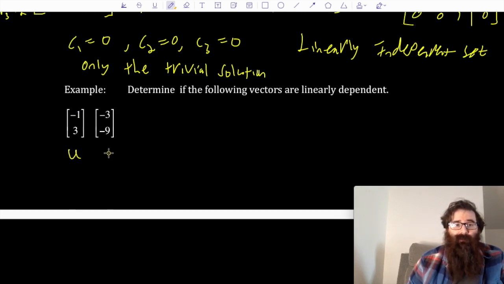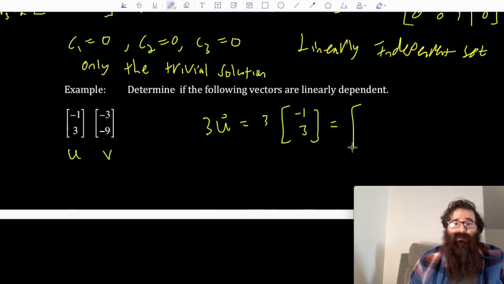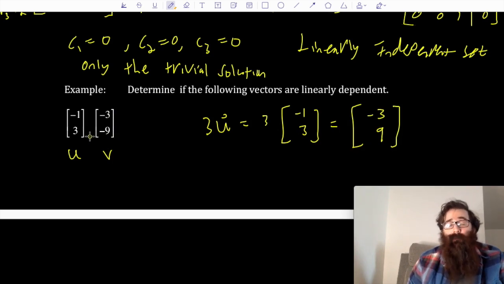I'll call this first vector u, the second vector v. We would say, well, what about 3 times vector u? That's going to give me 3 times this vector, negative 1, 3, which is going to give me a first entry of -3, which looks good, so check. But then 3 times 3 gives me +9, not -9. And in fact, we can probably see right away by inspection that the signs aren't going to be conducive to these being multiples of each other.